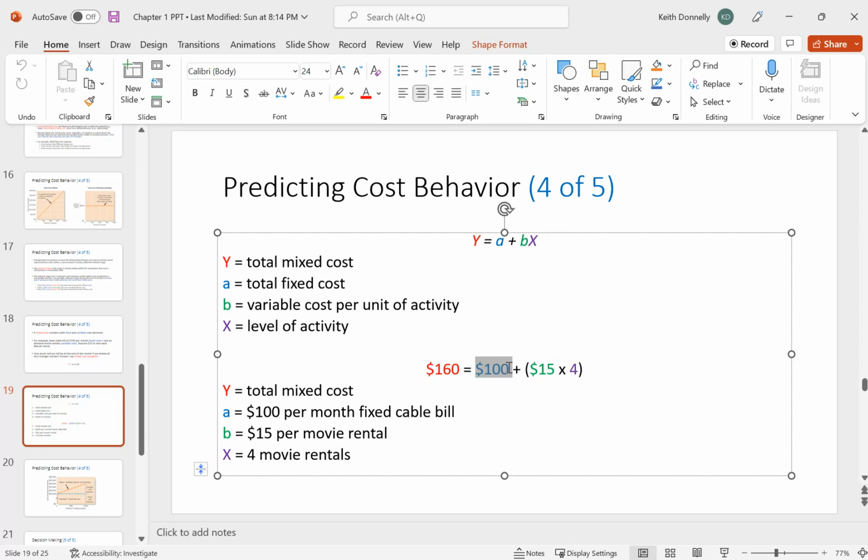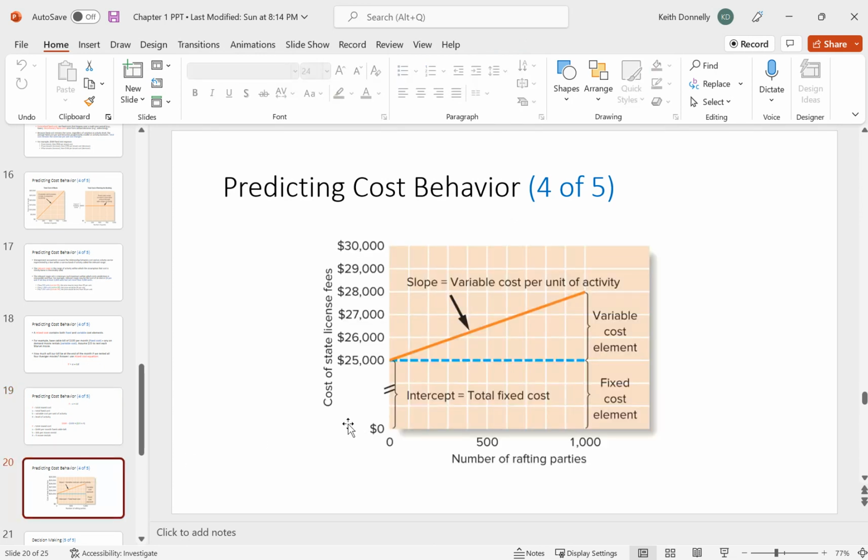In other words, we have our flat $100 we pay for our bill each month. Then we add that to $15 a movie times 4 movies we're watching, right? So our total mixed cost here is going to be $160. So there's a fixed component and then a variable component. Just add them together. And again, we can graphically express this, where we have our fixed component, the $100, and then our total cost is going to be a function of how many movies we rent. So if we rent 1, it might be here. If we rent 2, it might be there, and so on and so forth.